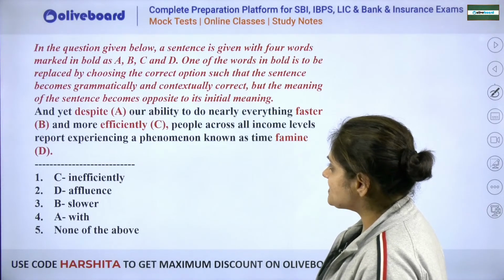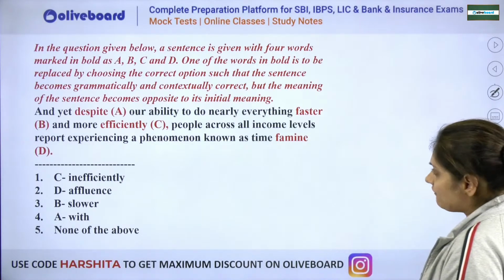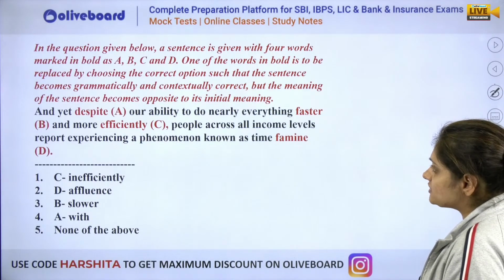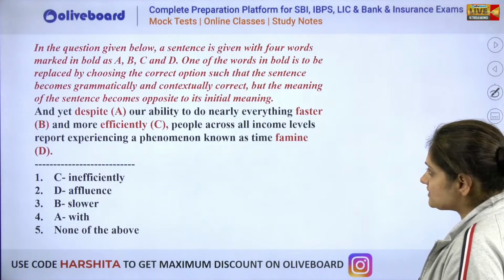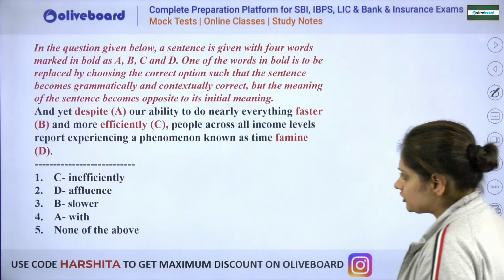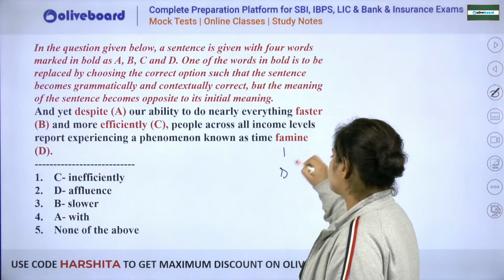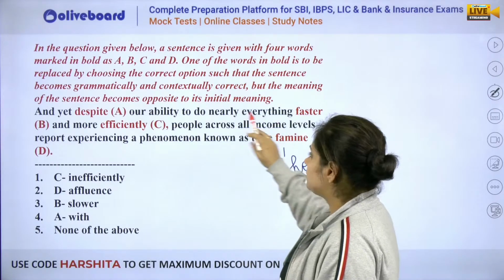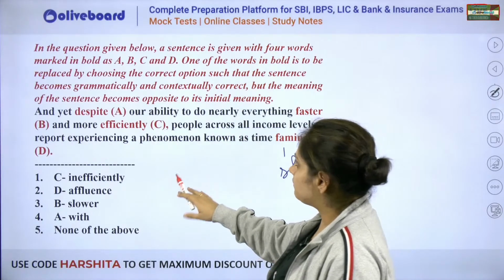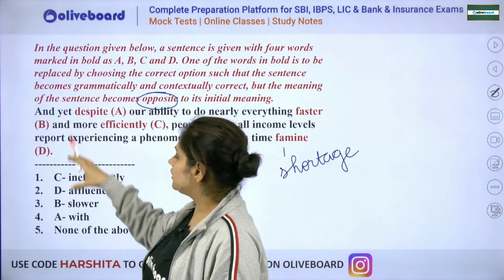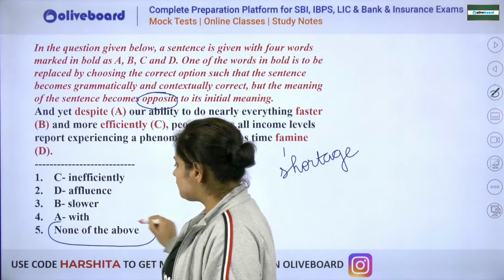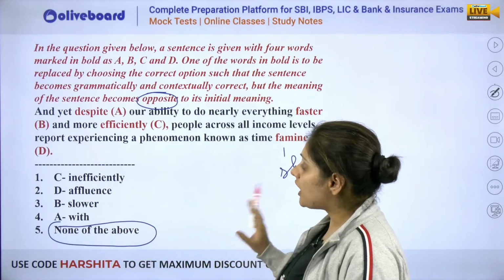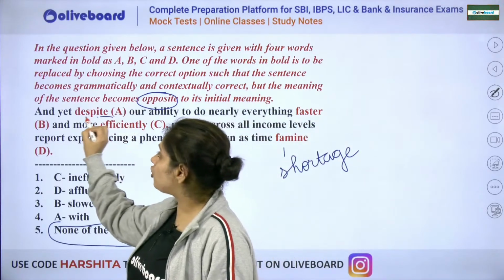Yet despite our ability to do nearly everything faster and more efficiently, people across all income levels report experiencing a phenomenon known as time famine. Famine is like shortage. They always have a time shortage. Okay. Now you can't actually mark anything here, because even if you mark, for example, affluence, which means wealth, there is no shortage. You can't mark affluence because it will give a wrong meaning.